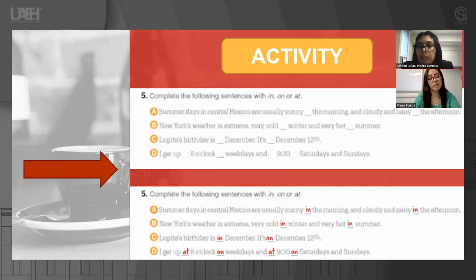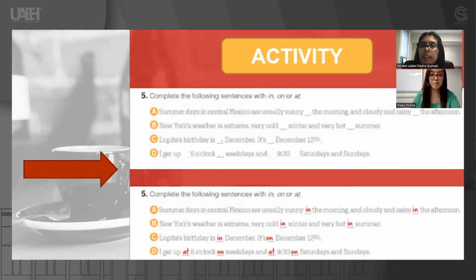Letter C. Lupita's birthday is in December. It's on December 12th. We use the preposition in first because we talk about just the month. And we use on to talk about specific times or specific dates. Letter D, I get up at 6 o'clock because we are talking about the time. On weekdays, we talk about moments of the day and at 9:30. Time again. And the last one, on Saturdays and Sundays. We use the preposition on to talk about days of the week.